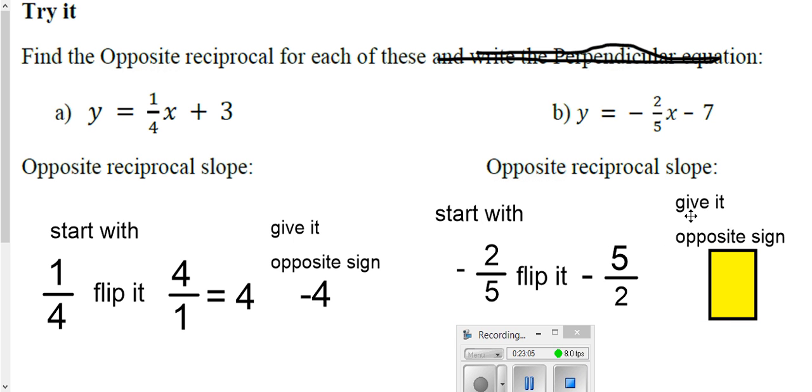And then we give it the opposite sign. The opposite of a negative is a positive. So we end up with +5/2. So -2/5 and +5/2 are opposite reciprocals. That's what we're looking for in slopes that are perpendicular. Let's take a look at some problems like that.